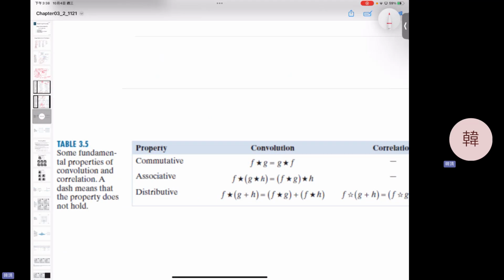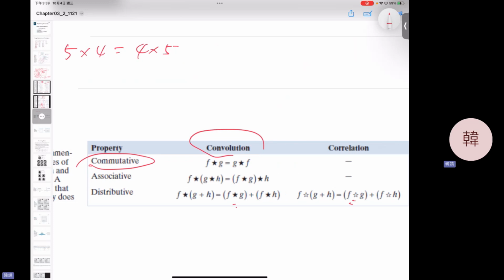Now let's see some fundamental properties of convolution and correlation in the system. We just use a very easy property like commutativity. What is commutative? For example, 5 times 4 equals 4 times 5, right? It's called commutative. For convolution, no problem. But unfortunately, correlation doesn't satisfy the commutative law. Can you imagine that? Why?